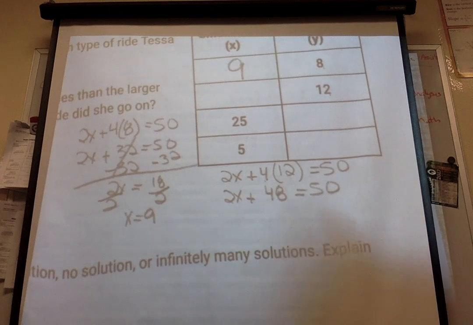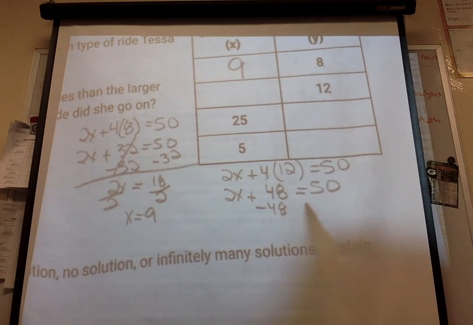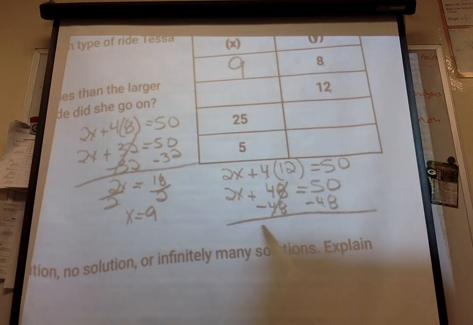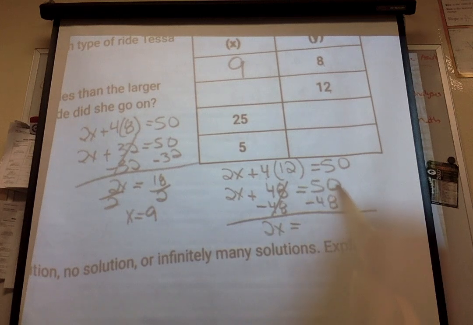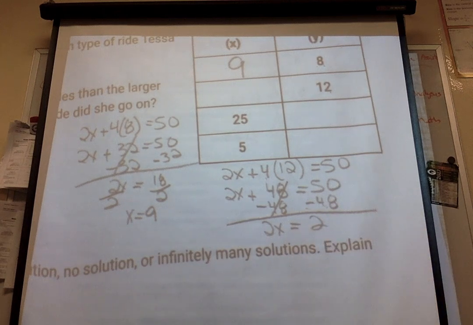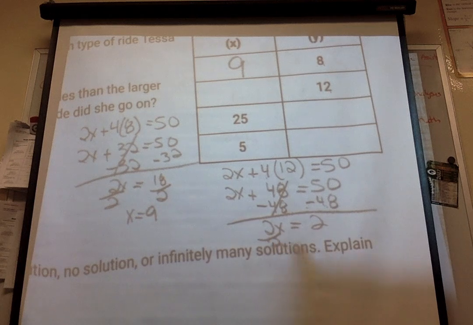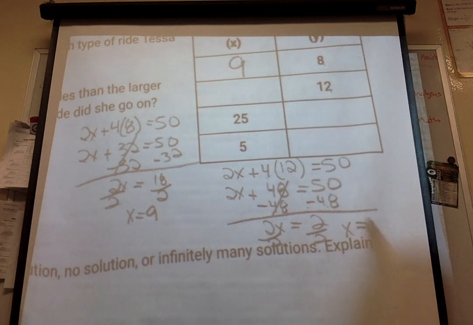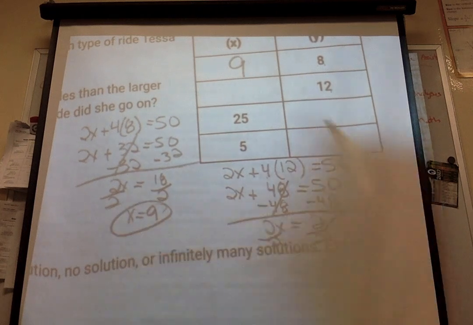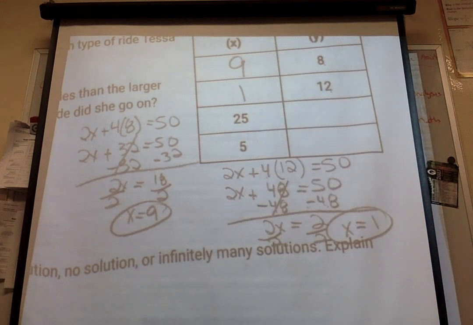I want to get x alone, so I'll subtract 48 from both sides. You're going to notice we're not going to have very many tickets left. The 48's cancel, so we have 2x equals 50 minus 48, which is 2. And our last step, divide by 2. 2 divided by 2 is 1. So x will equal 1. So put 1 up there.